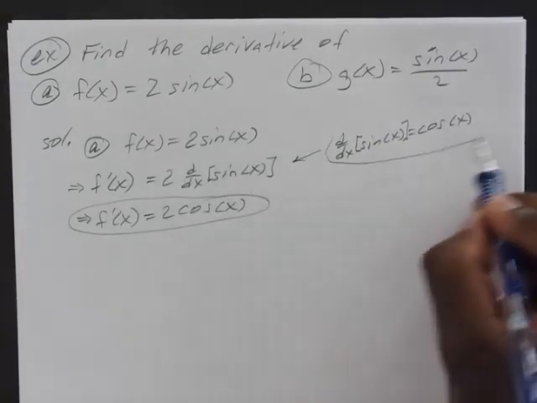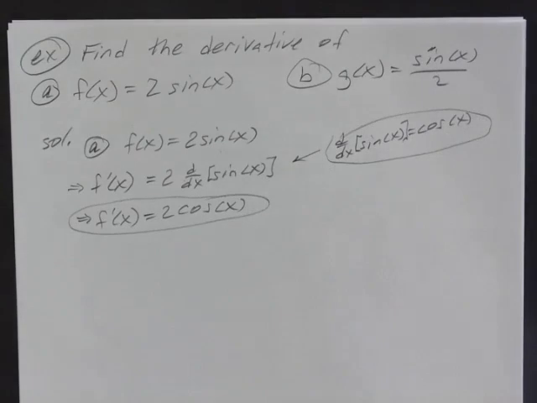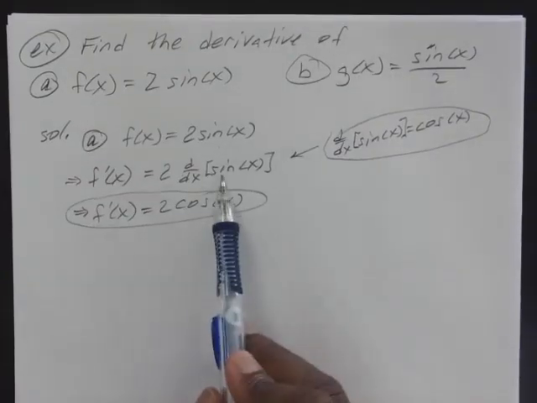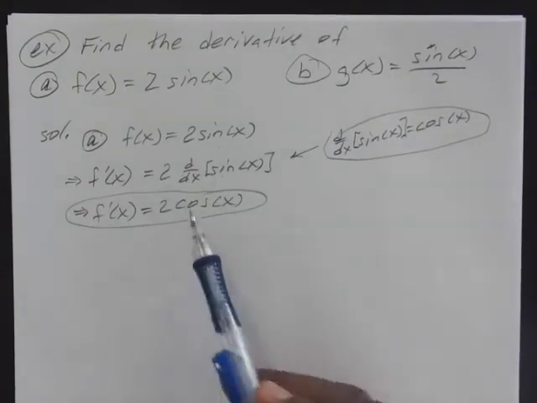Little side note there. Whenever you have the derivative of sine, it always changes to cosine.